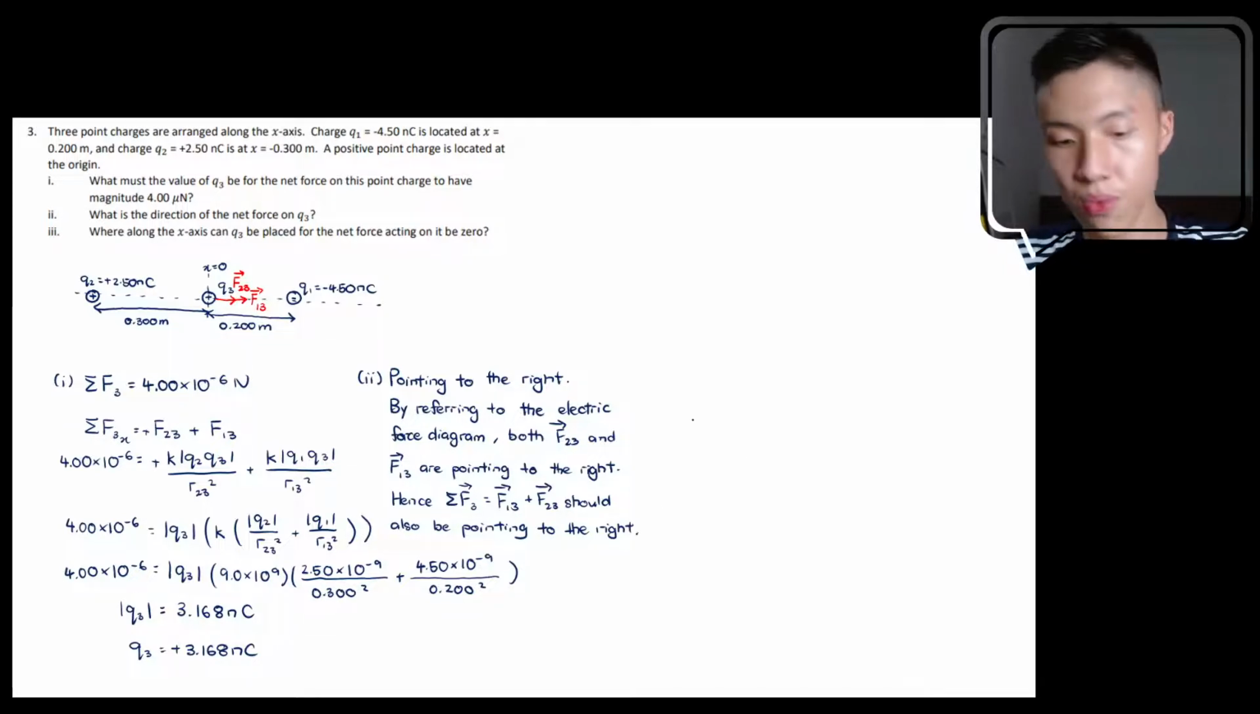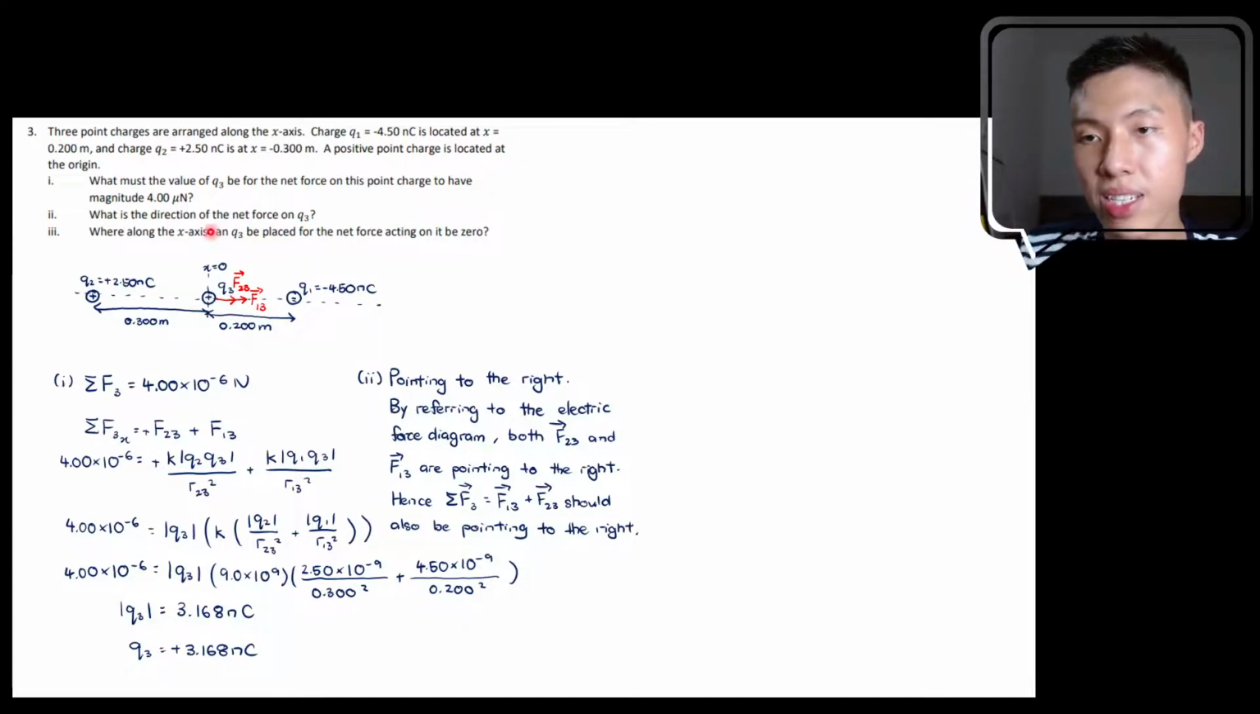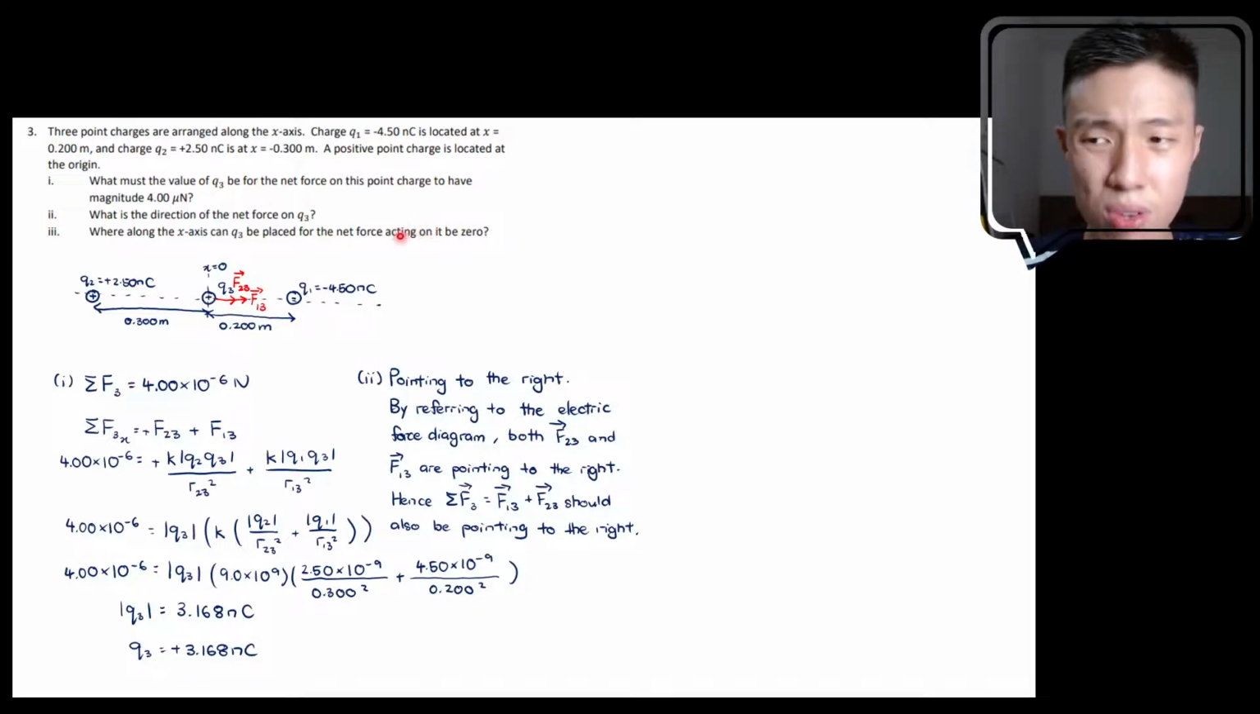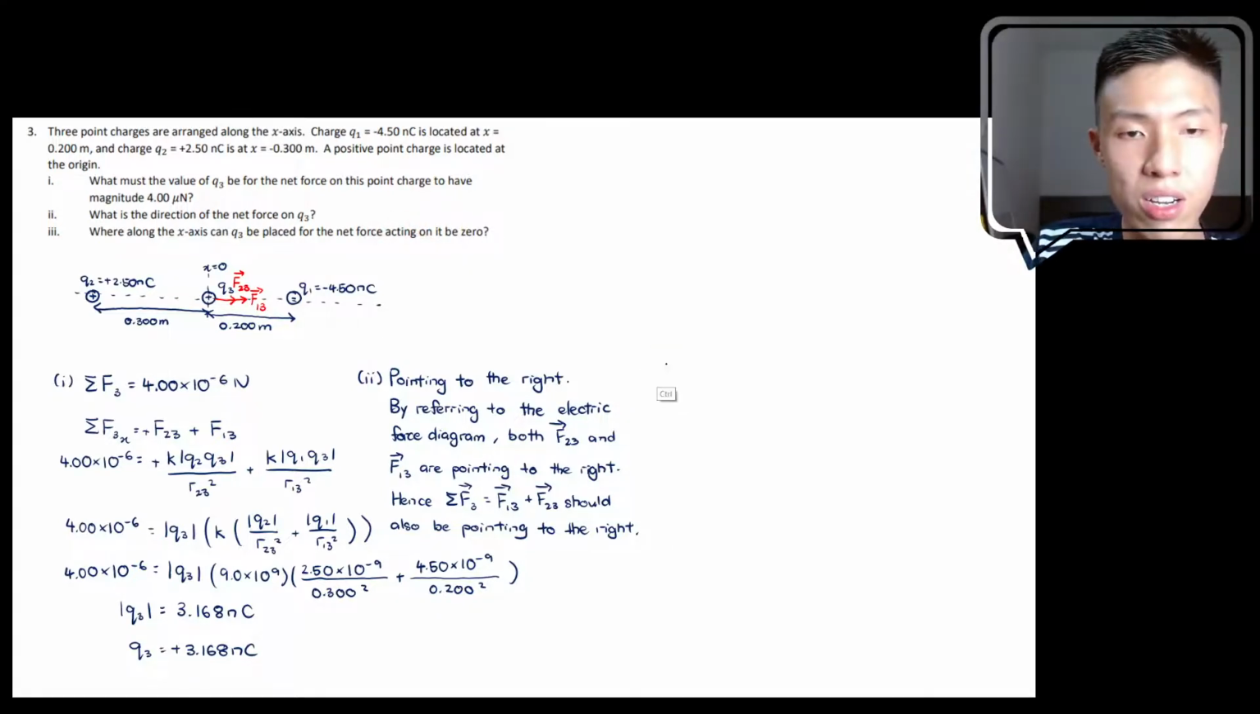Last question. Where along the x-axis can Q3 be placed for the net force acting on it to be 0? Right now the net force acting on Q3 is 4.00 micronewton. But now they ask, if you want to shift this charge to somewhere else along the x-axis, where can you shift it to in order for the net force acting on it to be 0? To find the correct position to place the charge Q3 in order for the net force to be 0, you have to use some drawing actually.